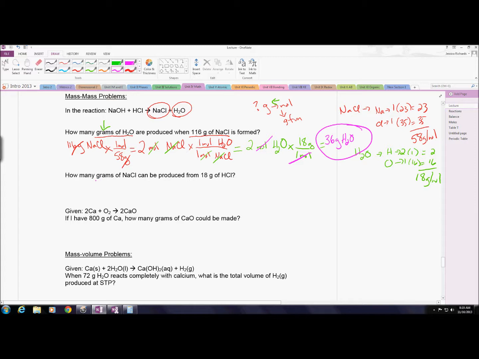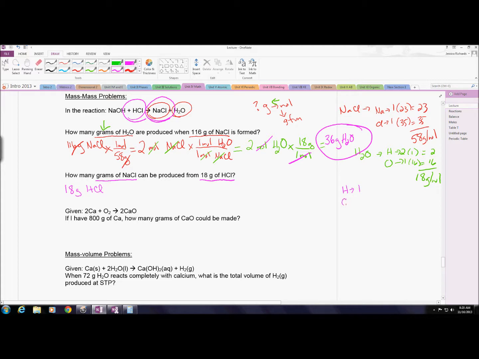The next question wants to know how many grams of NaCl, so we're using the same equation, can be produced from 18 grams of HCl. So here's NaCl, and here's HCl, and I start by writing down what they gave me to start with, 18 grams of HCl. I ask myself, is this in moles? No, it's not in moles. So to convert from grams to moles, I need the gram formula mass.